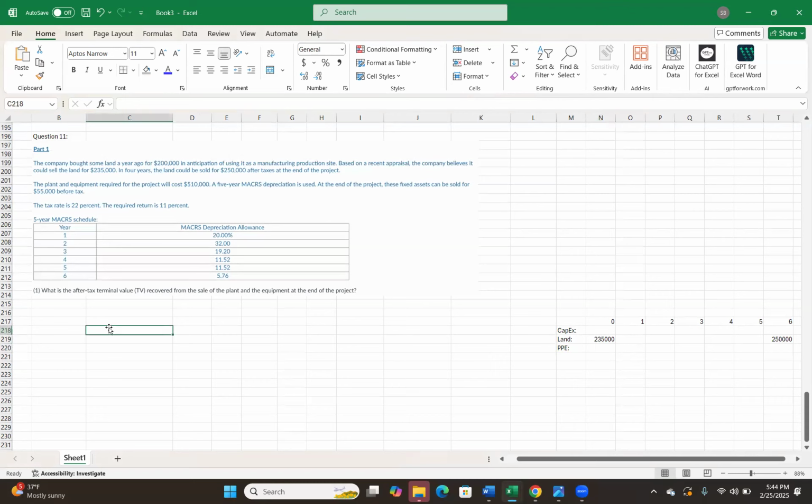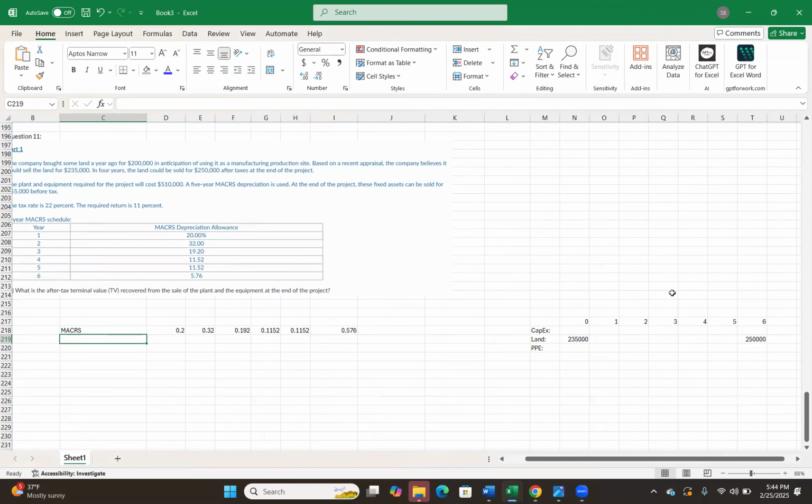Okay, PP&E, here's where we're going to use the makers. We've got 0.20, 0.32, 0.192, 0.1152, 0.1152, 0.576. Oh, sorry. It's only a 4-year project. Let me get rid of these.